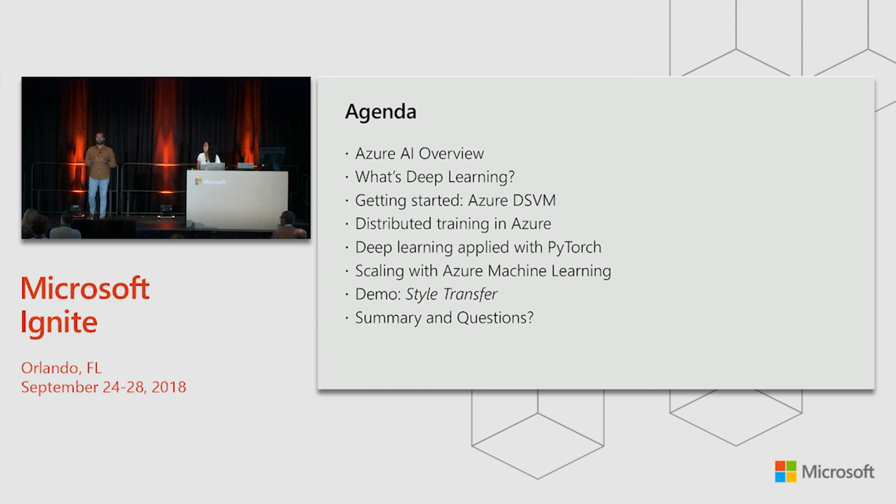Here is a quick overview of all that we are going to cover today. We're going to give you an overview of Azure AI. We're going to talk about deep learning. We'll also tell you how you get started using an Azure Data Science Virtual Machine. We're going to talk about distributed training in Azure, and then dive right into PyTorch. Then show you how you scale with Azure Machine Learning. Finally, do a demo on style transfer, and then summarize and take questions. This is a 3-hour session, so we'll see how you folks hold up, okay?